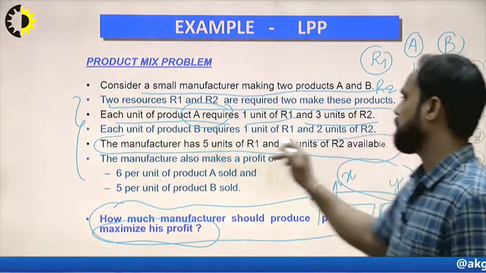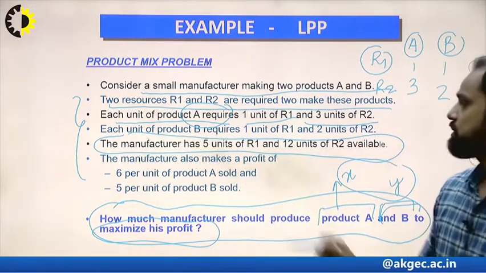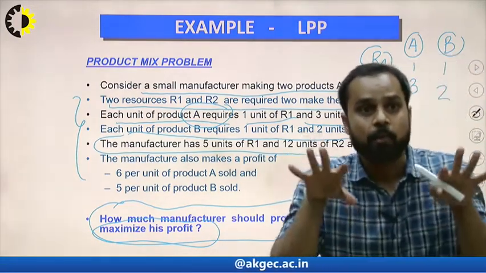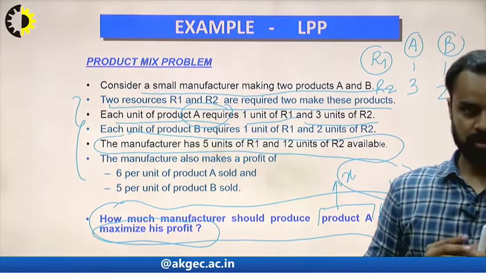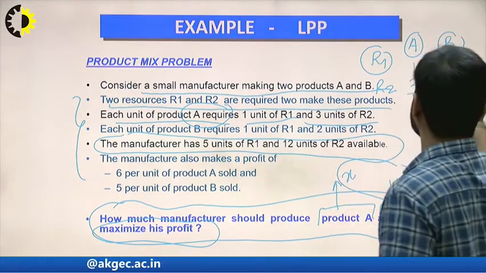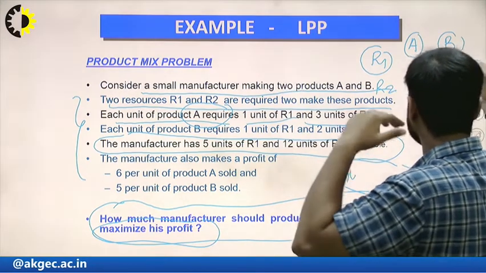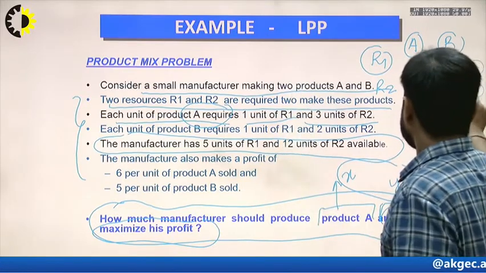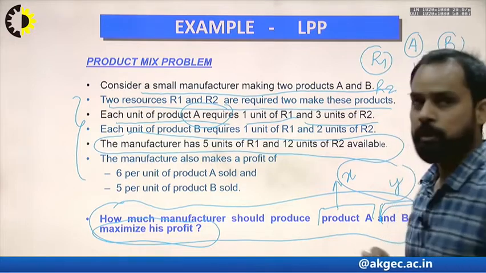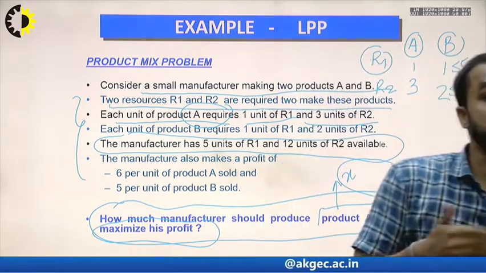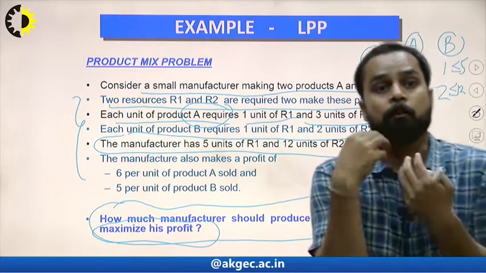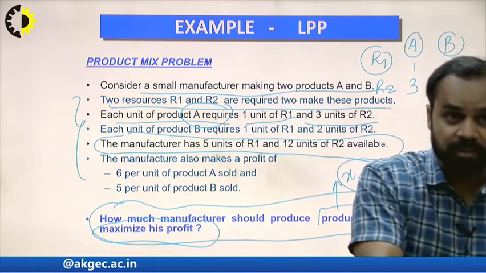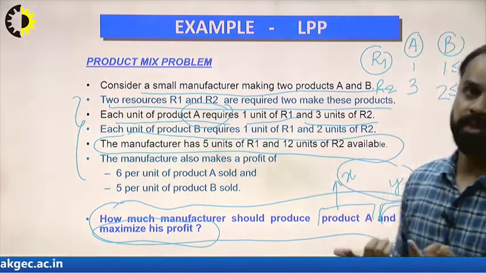And here the limitation, the restriction, is given. The resource restriction is given in this statement. The manufacturer has 5 units of R1 and 12 units of R2 available. So these are the maximum units available to us. The maximum of R1 available is 5. Maximum is the indication of a constraint of less than or equal to type. The maximum of R2 is 12. Maximum means a constraint of less than or equal to. If it is minimum, then always a constraint of greater than or equal to type. If it is exact, then the constraint is always of equal to type, right?